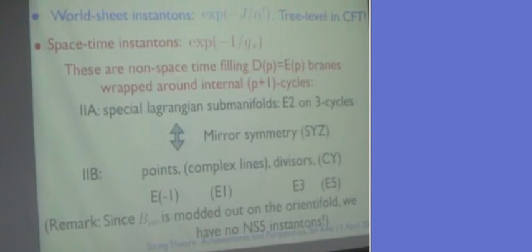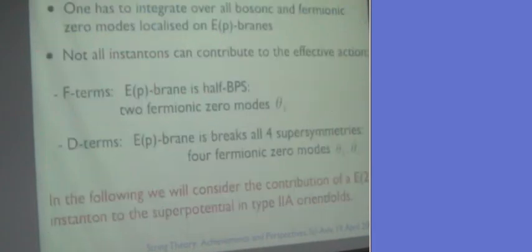A short remark: since the B-field is modded out in the orientifold, we do not discuss here the Neveu-Schwarz 5 instantons, which were also discussed before in the literature.